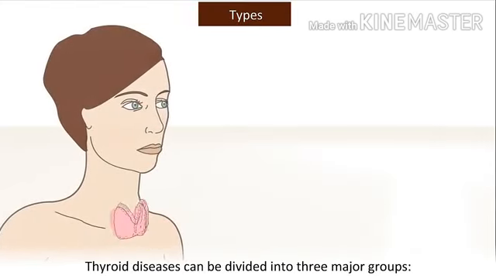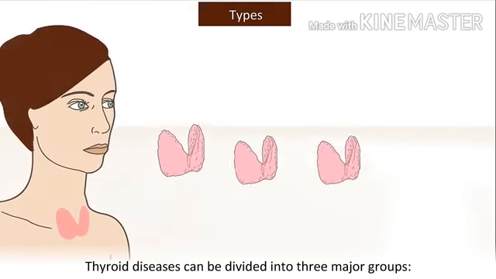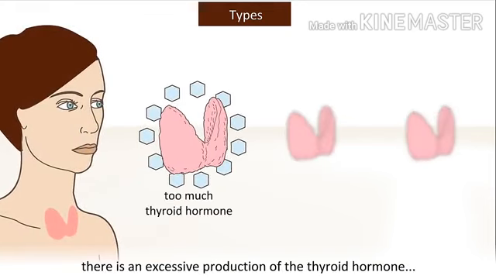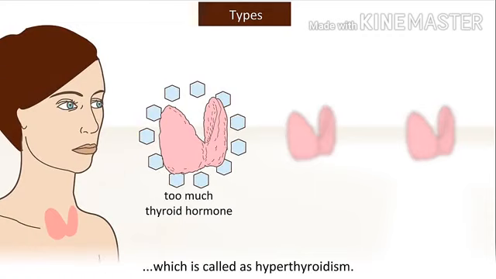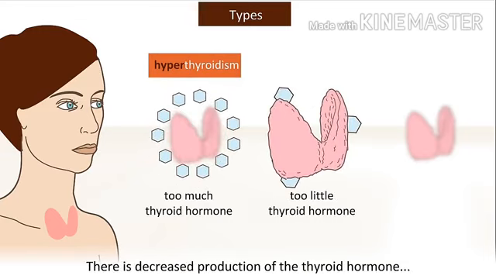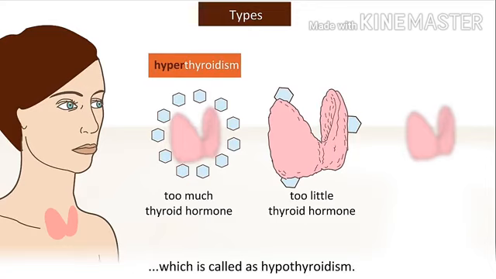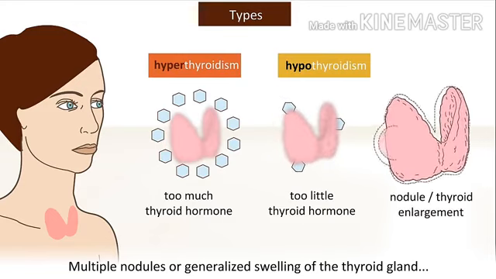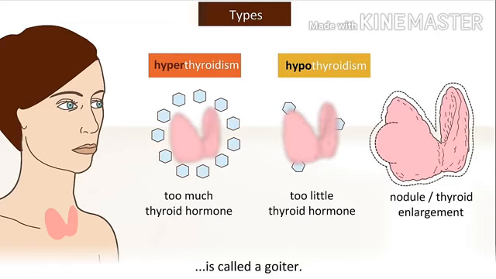Thyroid diseases can be divided into three major groups. There is an excessive production of the thyroid hormone, which is called hyperthyroidism. There is a decreased production of the thyroid hormone, which is called hypothyroidism. Multiple nodules or generalized swelling of the thyroid gland is called a goiter.